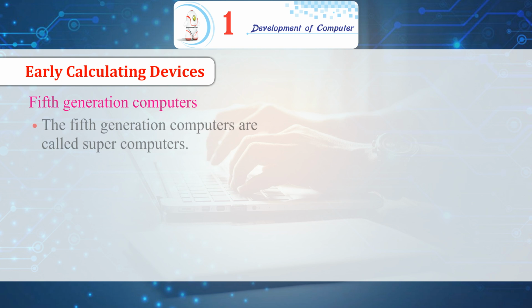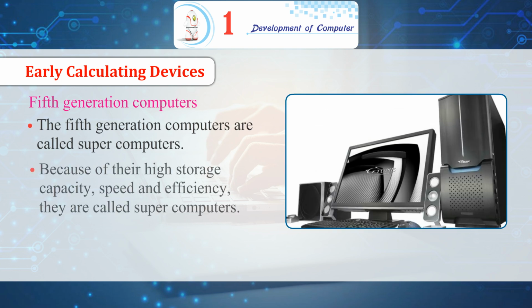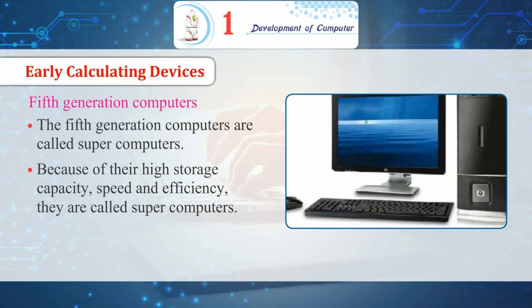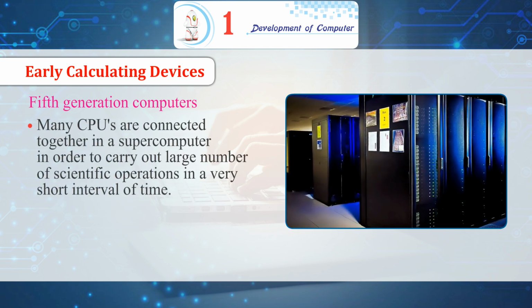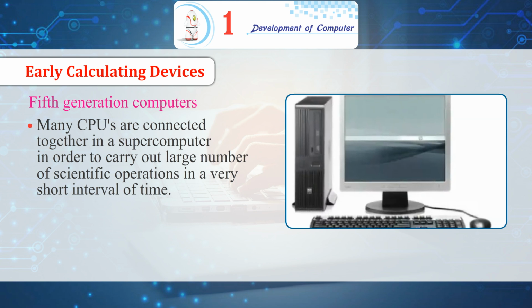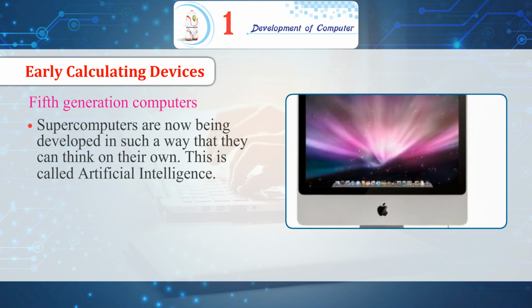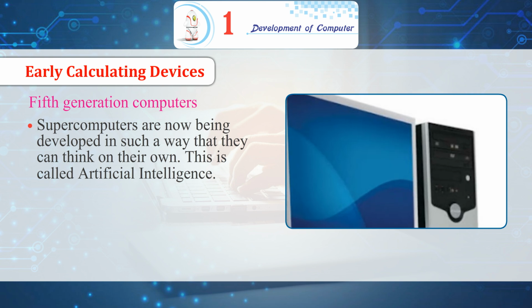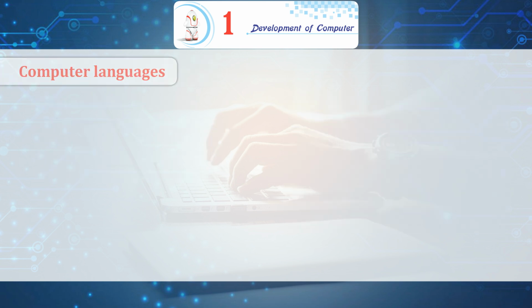Fifth-generation computers. The fifth-generation computers are called supercomputers. Because of their high storage capacity, speed, and efficiency, they are called supercomputers. Many CPUs are connected together in a supercomputer in order to carry out large number of scientific operations in a very short interval of time. Supercomputers are now being developed in such a way that they can think on their own. This is called artificial intelligence. Robots work on this technology.